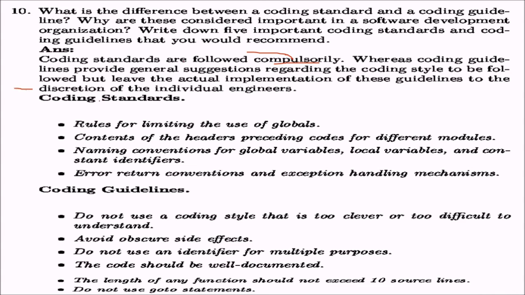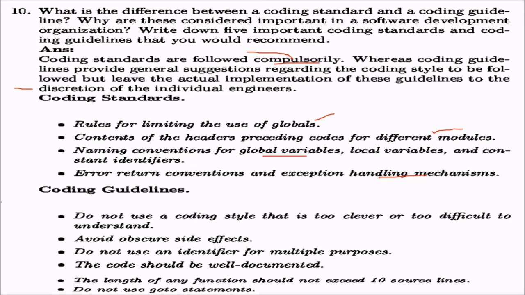Coding standards are the rules for limiting the use of global variables, the content of the header preceding code for different modules, the naming conventions for global variables, local variables, and constant identifiers, the error return conventions, and the exception or problem handling mechanism. These are given in coding standards.